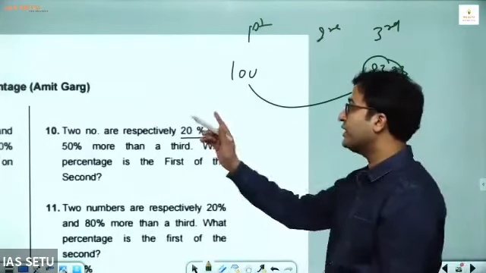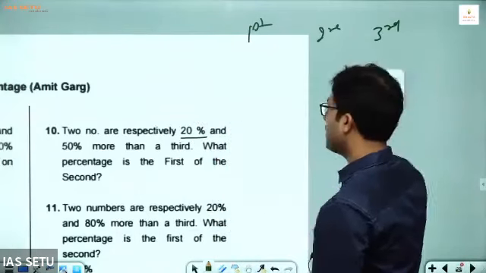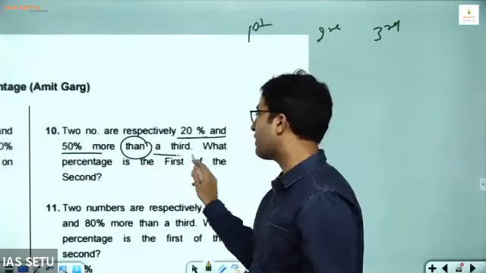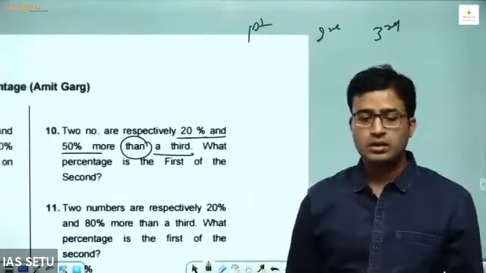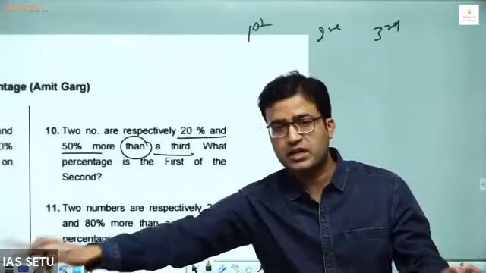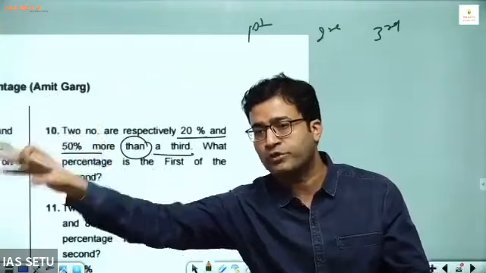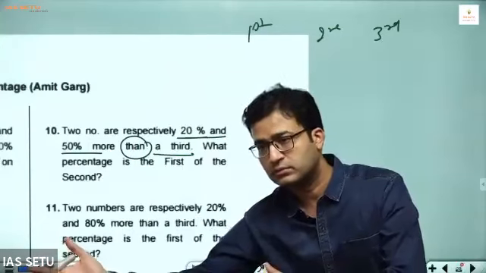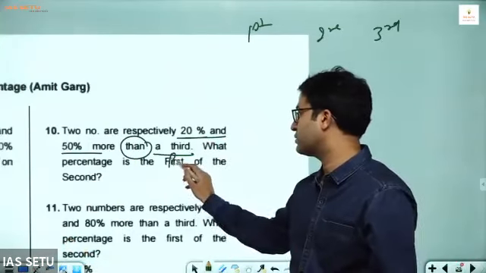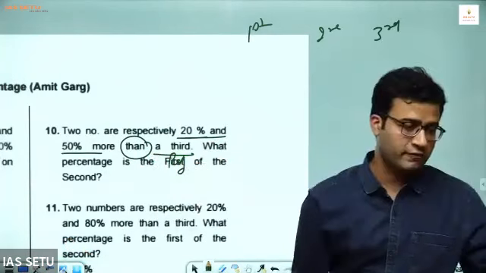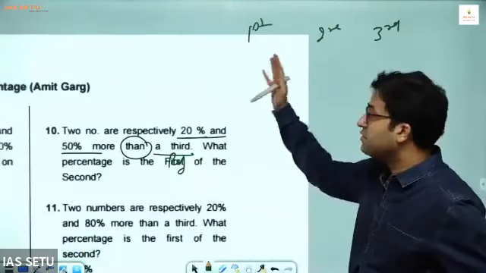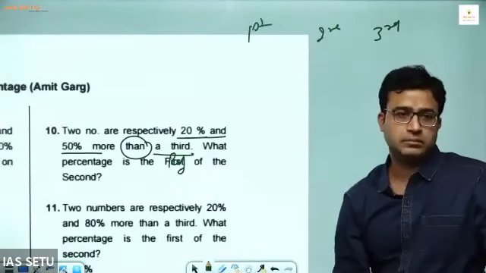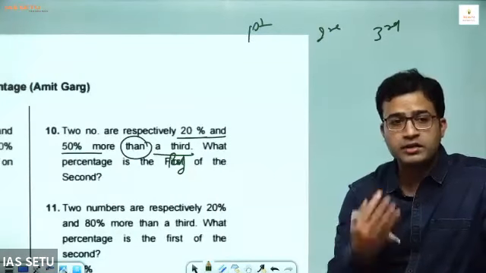How come? We read the question carefully. Two numbers are respectively 20% and 50% more than the third. The first number is 20% more than the third. The second number is 50% more than the third. Can we say the first two numbers are dependent on the third? The third number is our reference. The value after "than" is the reference. So rather than taking the first number X or 100, you better take the reference as X or 100.